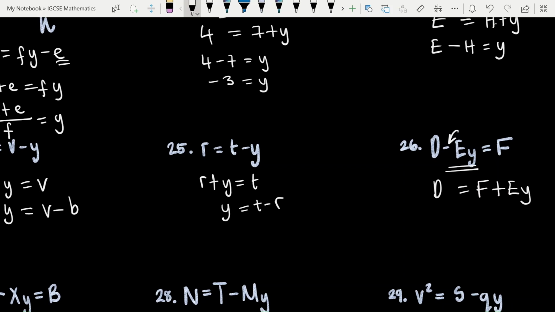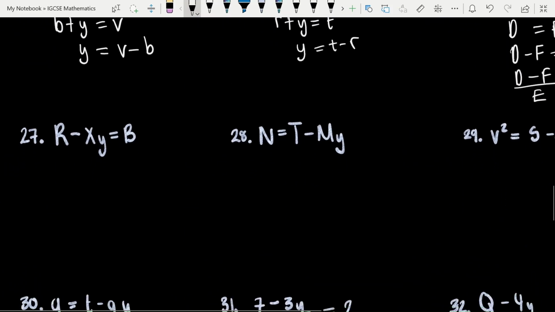Why? Because he is far away from y. So it's going to be d minus f, because f was adding, it is going to subtract on the other side, equal to ey. Then we take e to the other side. What is e doing on the right? Multiplying. If you take it to the left, what do you do? Divide. D minus f all over e is equal to y. We are done.